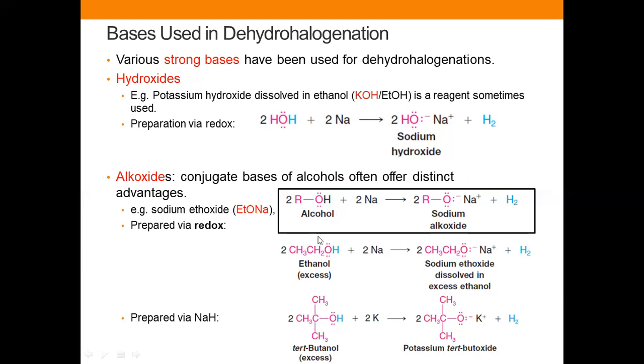This is just the conjugate base of your alcohol, where you can prepare your alkoxide, again, by a redox reaction of your alcohol in the presence of a metal. For example, you have ethanol in the presence of a metal, you get sodium ethoxide, or tert-butanol in the presence of a metal, potassium. Now, this is not the ion, this is the metal. When you react this, you obtain your base, potassium tert-butoxide.